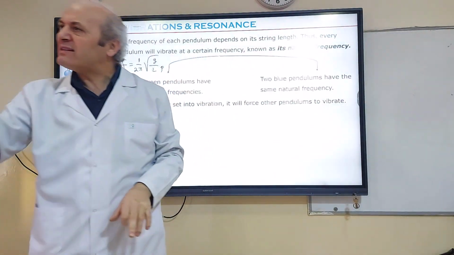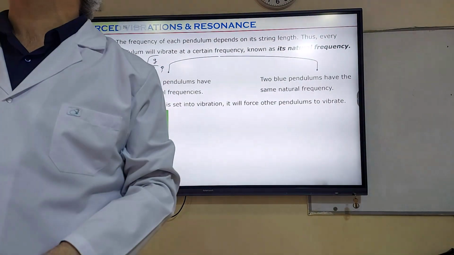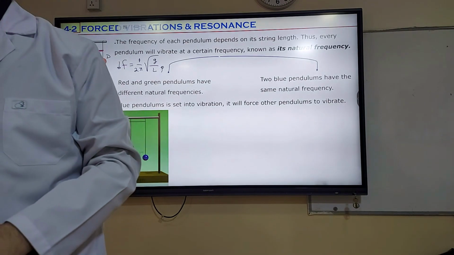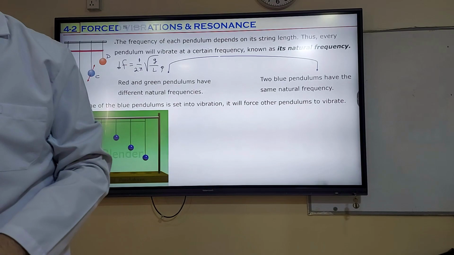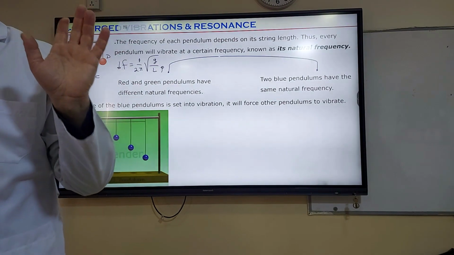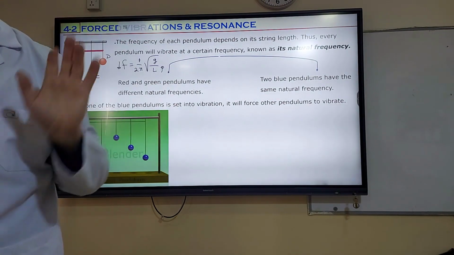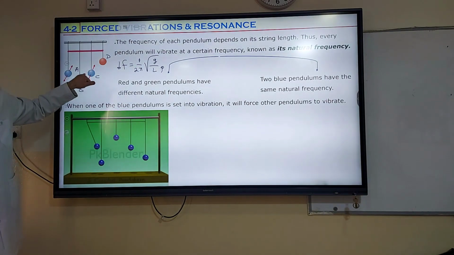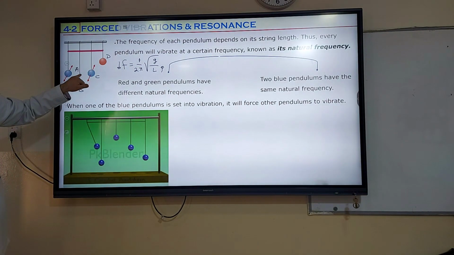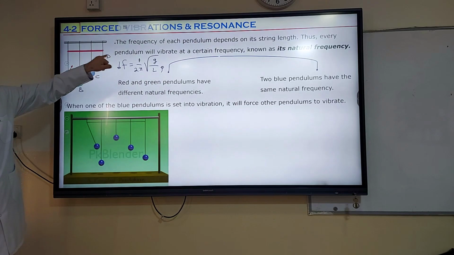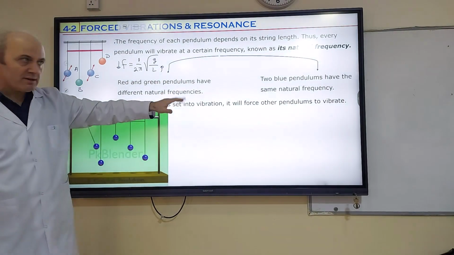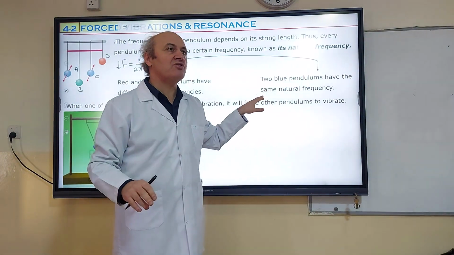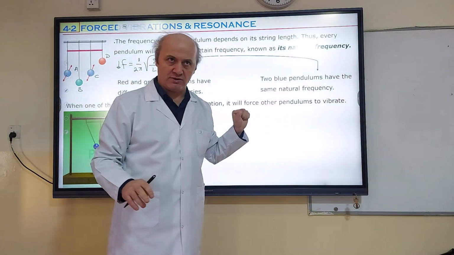This frequency, in this title, we are going to name the natural frequency. When you swing them, the frequency at which that object will vibrate is called natural frequency from now on. A and C have the same natural frequency, but B and D are different. So the red and green pendulums have different natural frequencies, but the 2 blue pendulums have the same natural frequency.